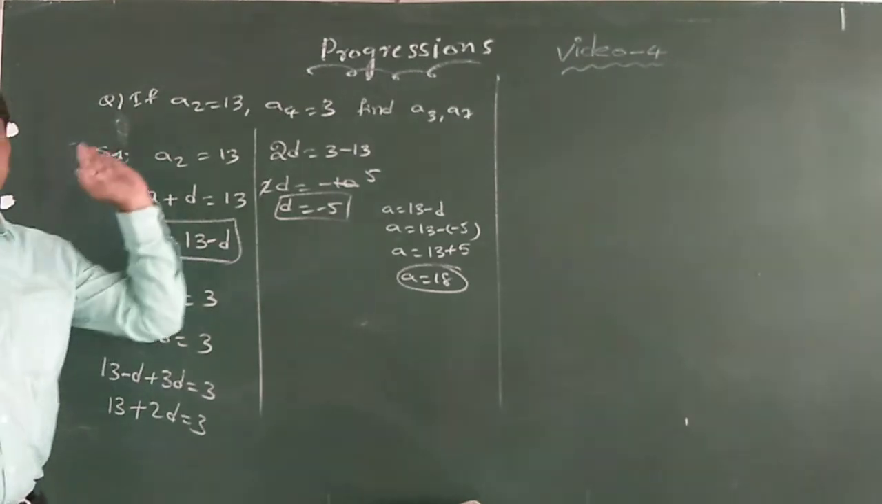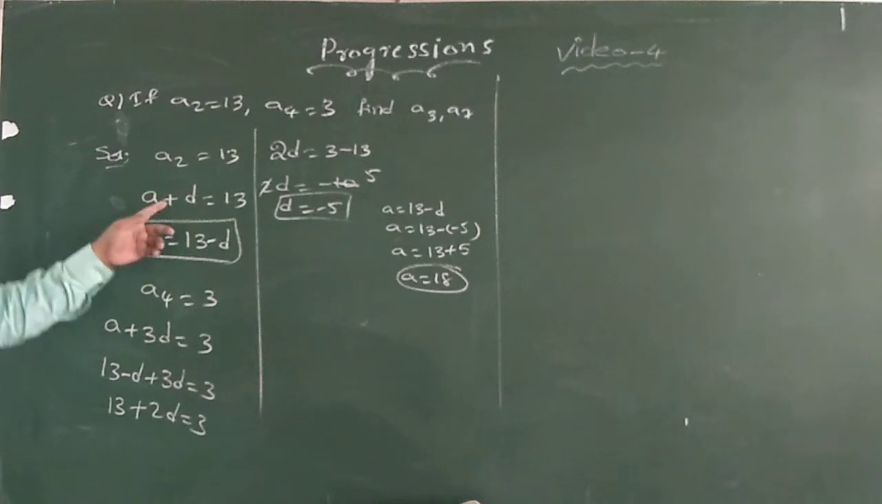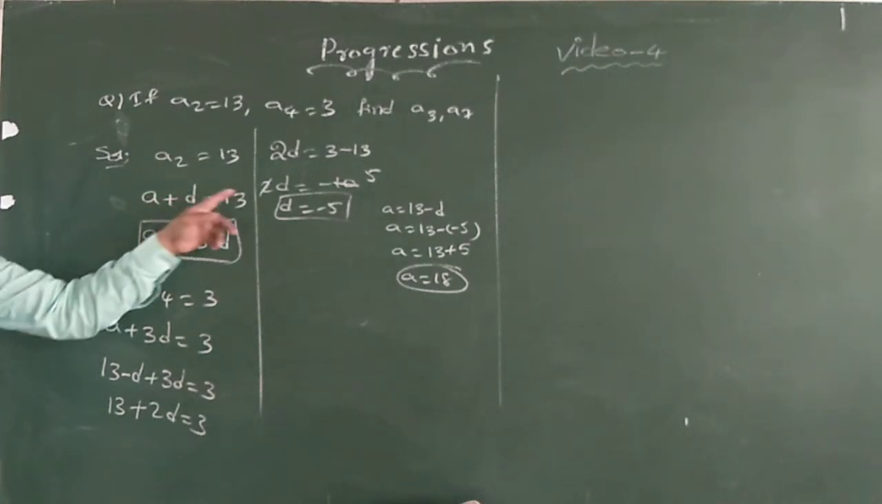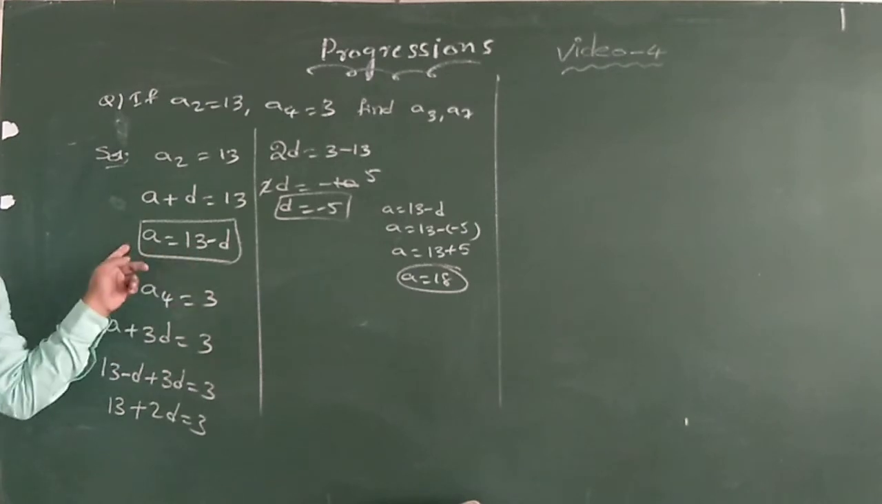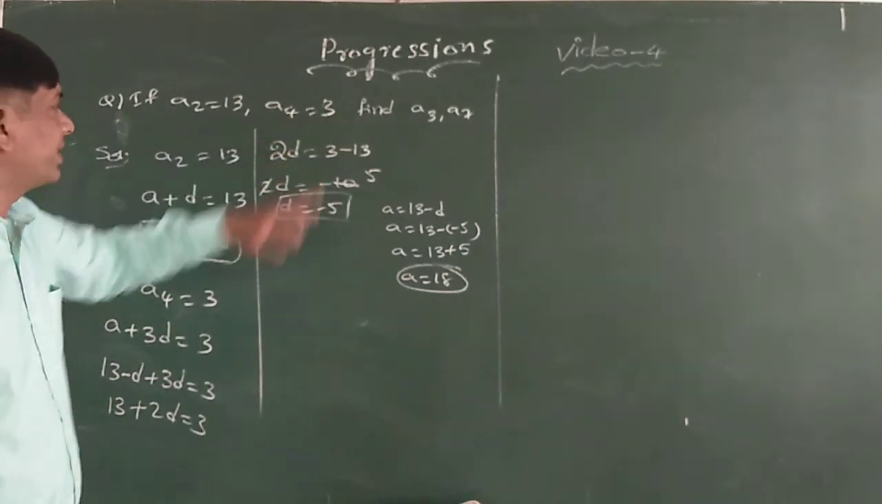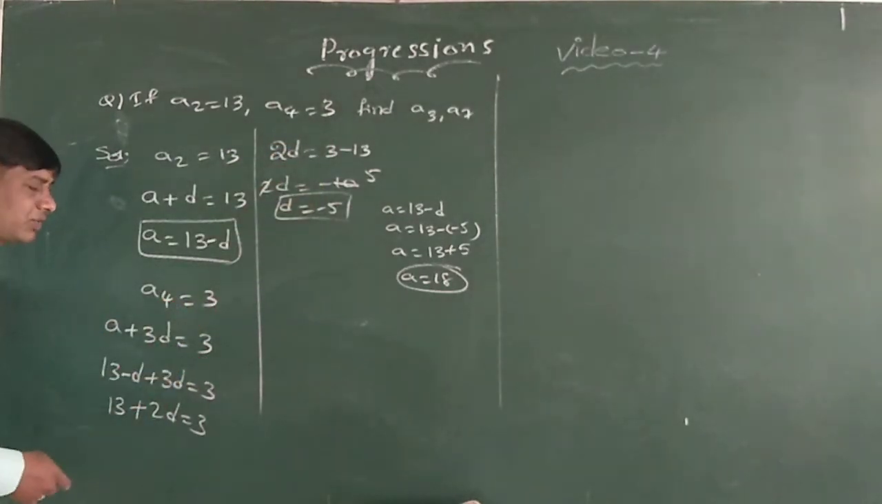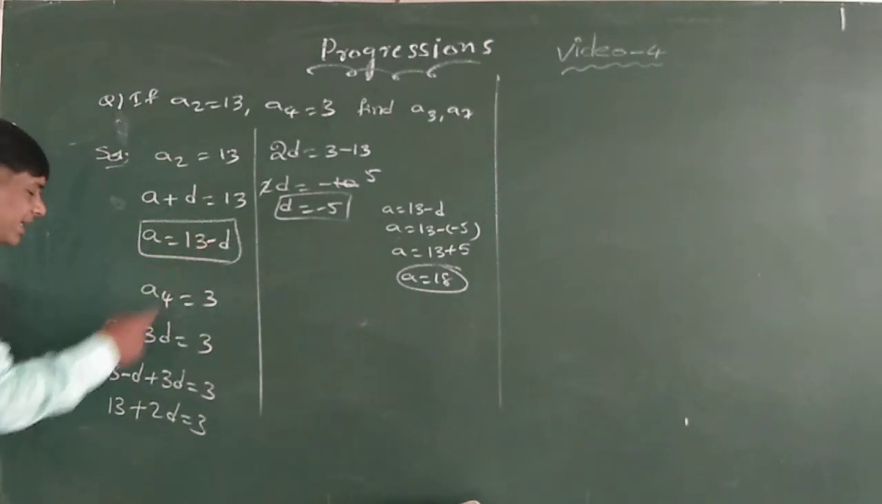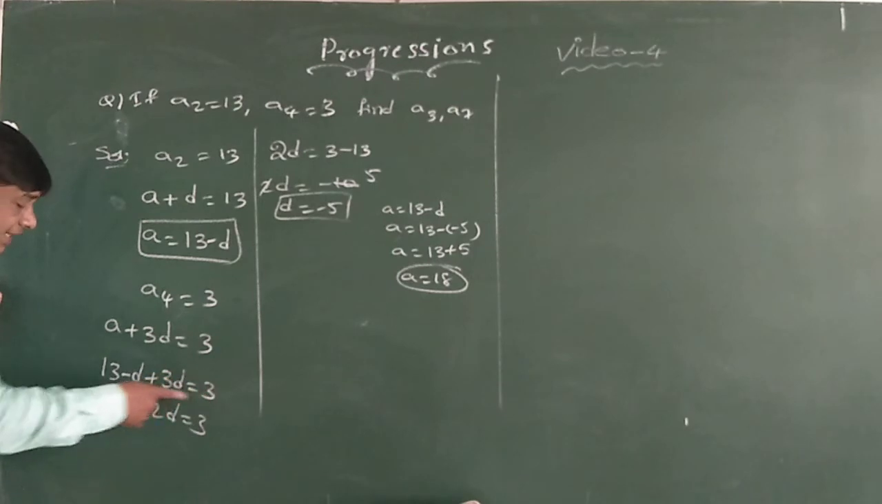Either convert A in terms of D or D in terms of A. Now, I am transposing the D value to the other side. Then A is equal to 13 minus D. I converted A in terms of D. Now another condition they given, A4 is equal to 3. A4 is equal to 3, so A plus 3D is equal to 3. A is 13 minus D, plus 3D is equal to 3.